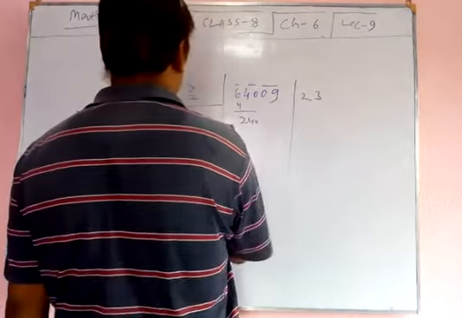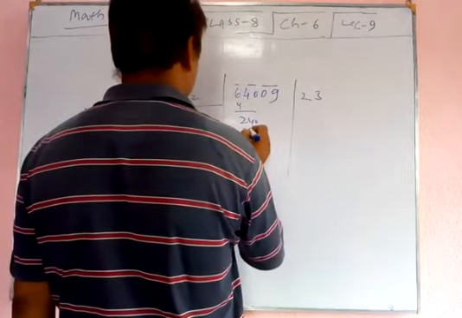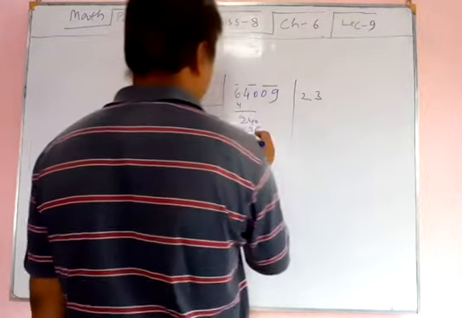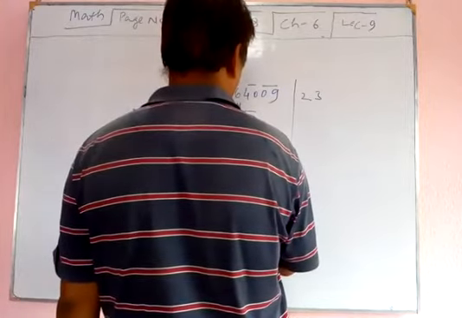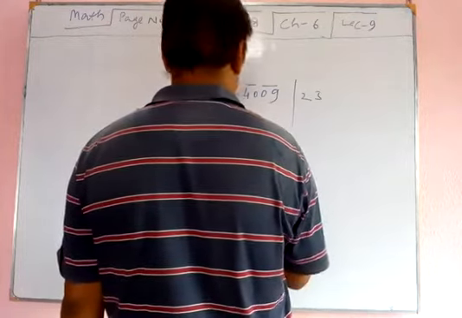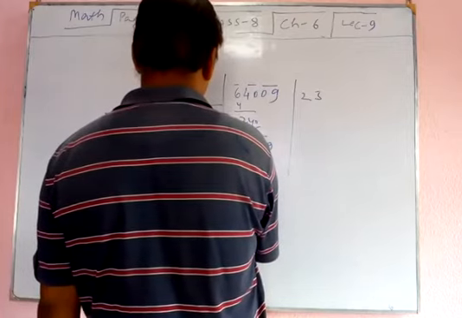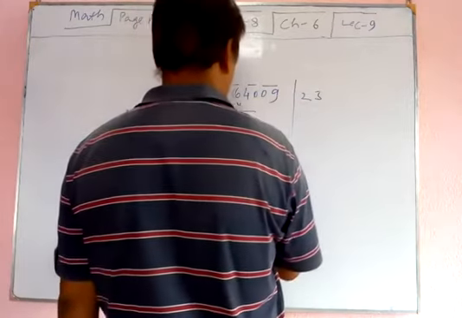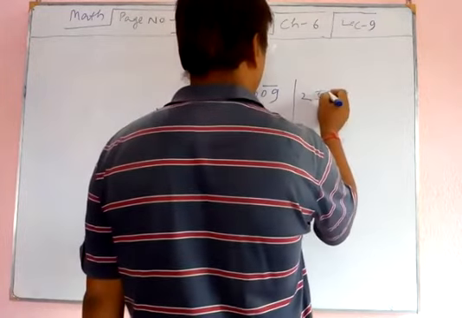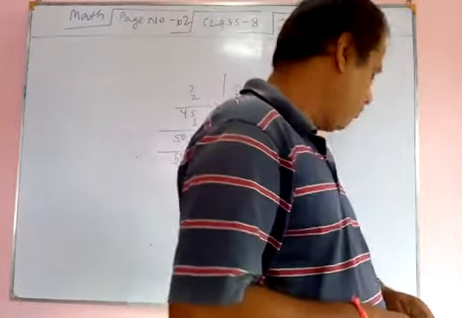then 5 times, this is 50, and this is 1509. So 3 times 506. So 259. 253.